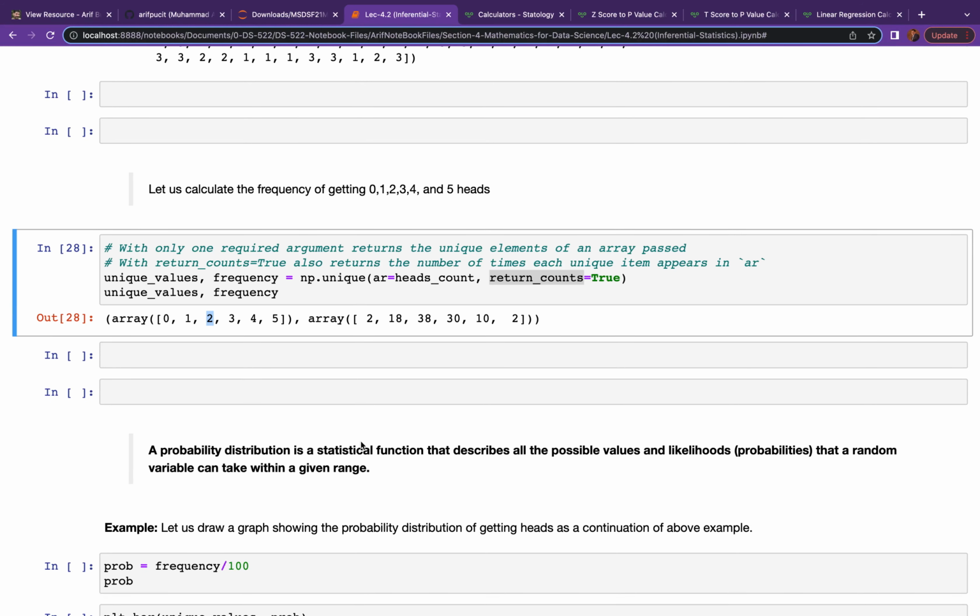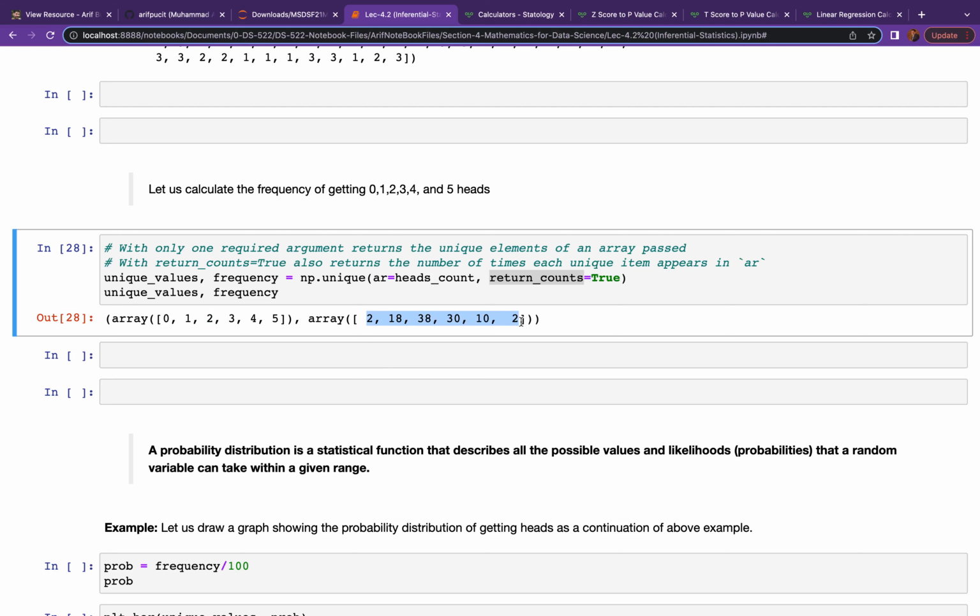So with this background, let me tell you what we mean by probability distribution. My dear students, a probability distribution is a statistical function that describes all the possible values, in this case 0, 1, 2, 3, 4, 5, and the probabilities or likelihoods that a random variable can take within this given range. So that means this is a probability distribution.